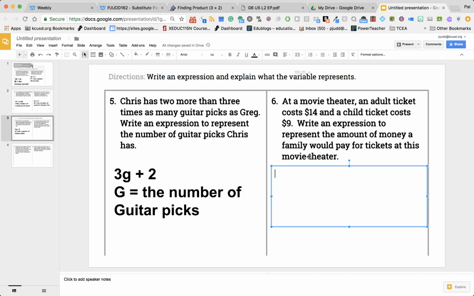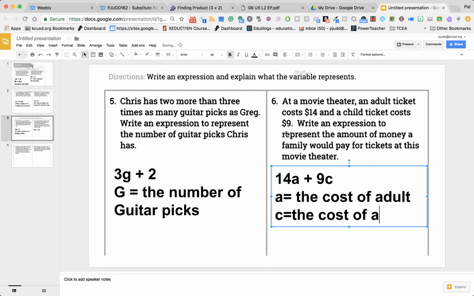So I'm going to say if it's $14 for adult tickets, I'm going to have 2 variables for this one. And I'm going to have 14A plus, I know it's $9 for a child's ticket, 9C. And in this case, I have 2 variables. A equals the cost of an adult ticket, and the C equals the cost of a child's ticket.